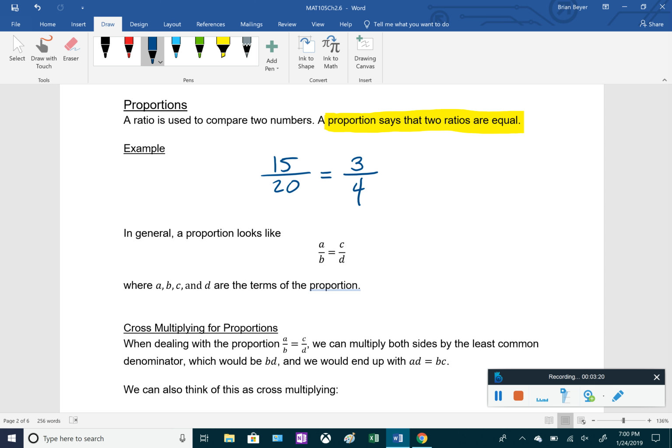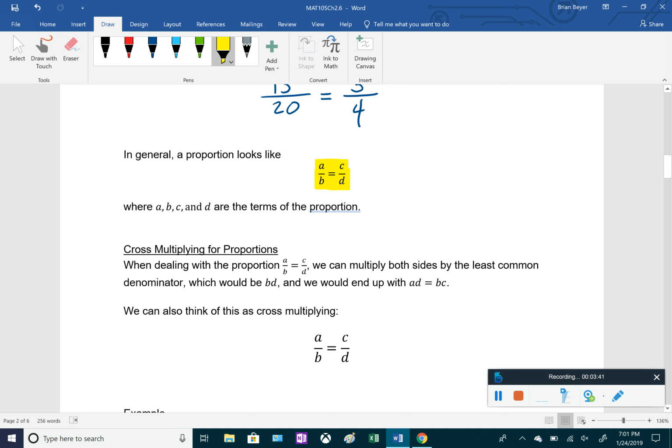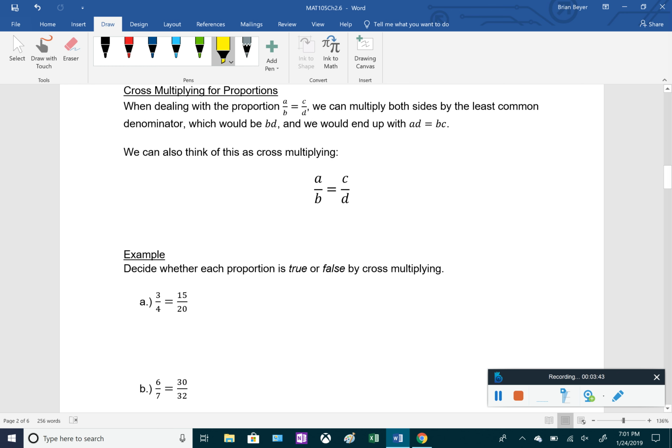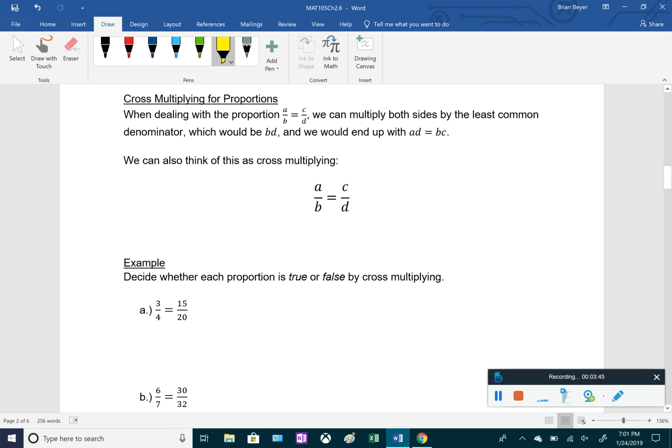So in general, a proportion is just going to look like what I have right down here. We have A over B equals C over D, and A, B, C, and D are just going to be called the terms of the proportion. Something that's pretty useful when we're dealing with proportions is what we call cross multiplying. Technically, this is nothing new. It's just another way of thinking about it and some other terminology.